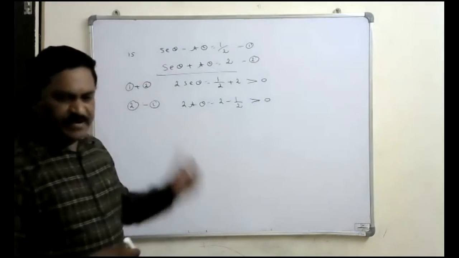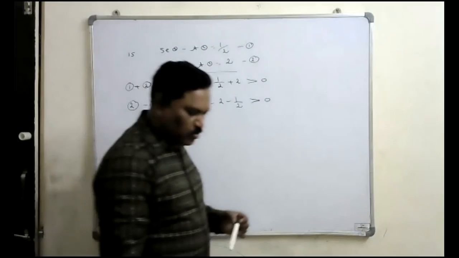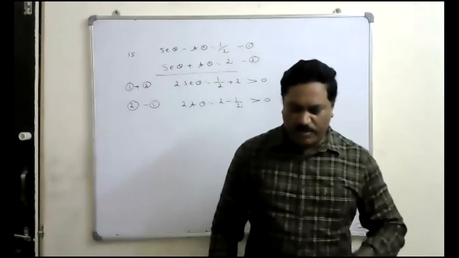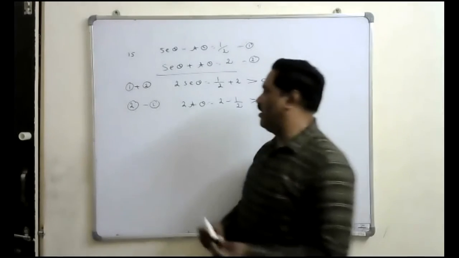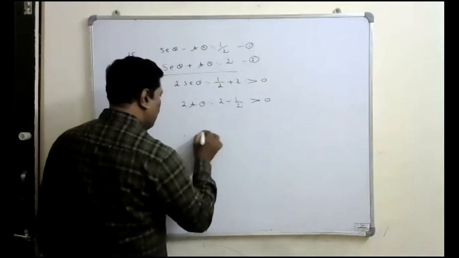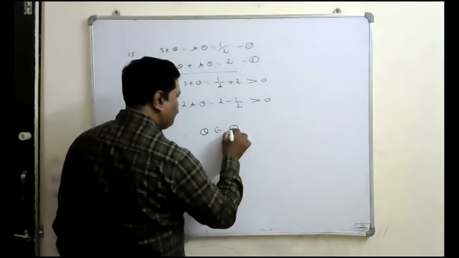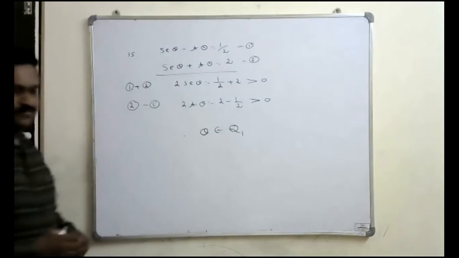Means we got that secant positive, tan positive. Both are positive. In which quadrant is it possible? First quadrant. Therefore, theta lies in the first quadrant.